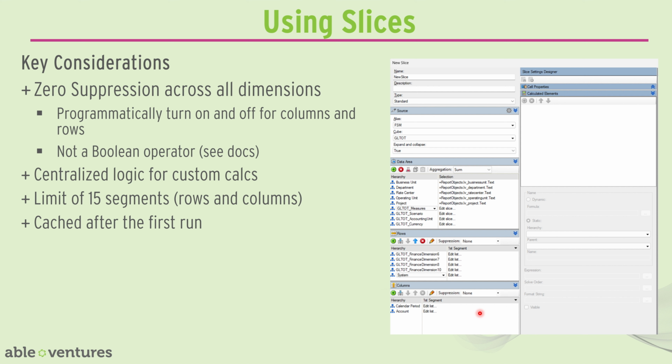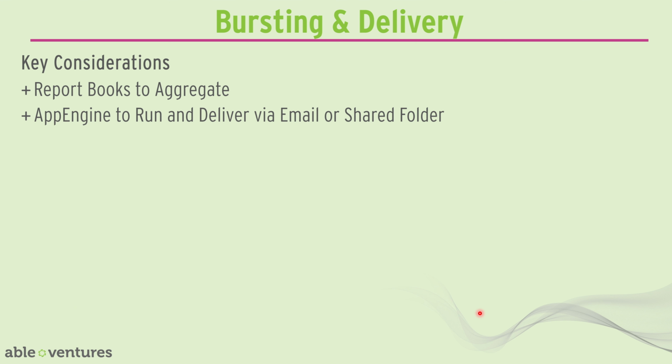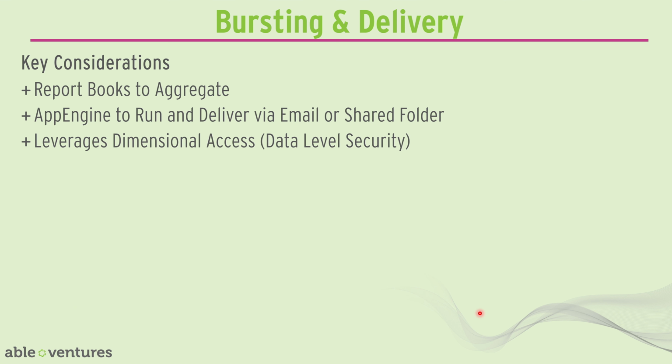We have done this using report books to aggregate the reports that need to be delivered, using App Engine to deliver via email or save to a shared folder, and then leveraging the data level security setup that we talked about before. It is not to be taken lightly, but it is much more complex, and there's a lot more features available than you have in any of the other options, be it Burst Designer or IPA flows, perhaps. You've got a lot more control over how things look and how you filter on your data.